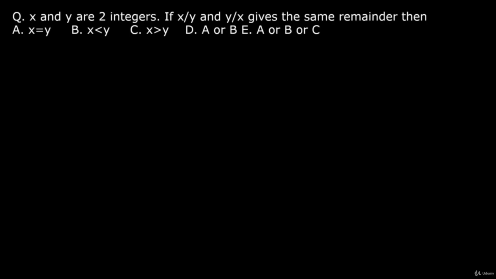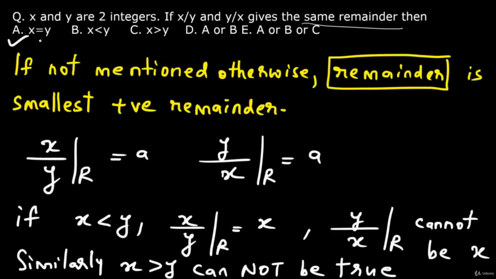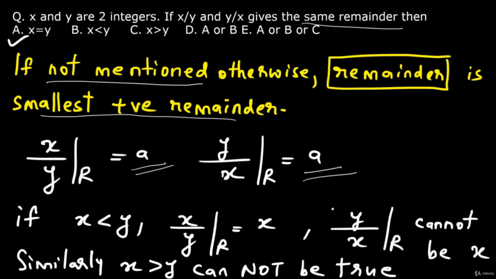Let's read the question. X and y are two integers. If x divided by y and y divided by x gives the same remainder, then what's the correct answer to this question? It's option A, that is x is equal to y. Remember, if it's not mentioned otherwise, remainder always means the smallest positive remainder. Now, it's given that x by y gives a remainder a and y by x gives the same remainder a. Alright, now if x is less than y, then x by y would give a remainder x, right? For example, if x is 2 and y is 3, 2 by 3 remainder is 2 itself, right?